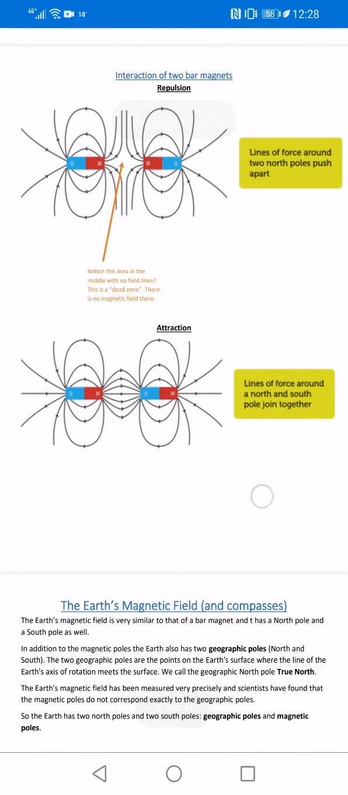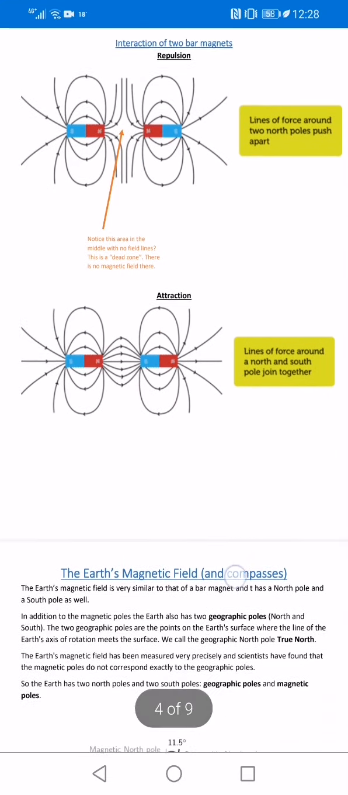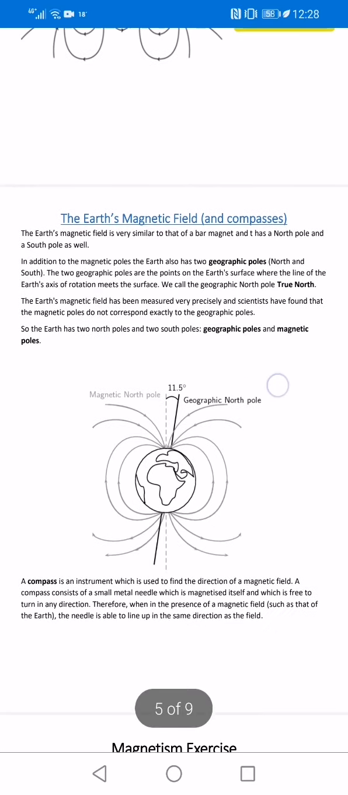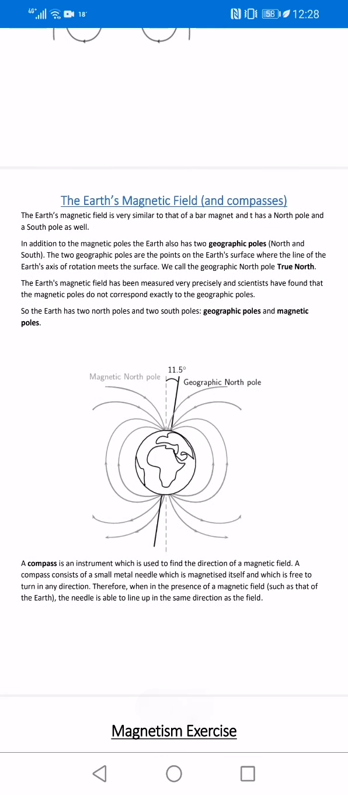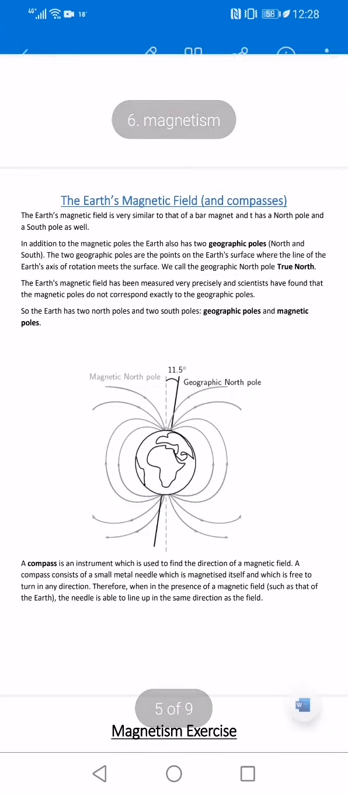So there's magnetic field lines, and then you also need to know a little bit about how this is applied on Earth. Okay, so the Earth's magnetic field, it's pretty cool that Earth has a magnetic field. You can sort of imagine in the very center of the Earth a bar magnet. Okay, with the north up there and the south down there.